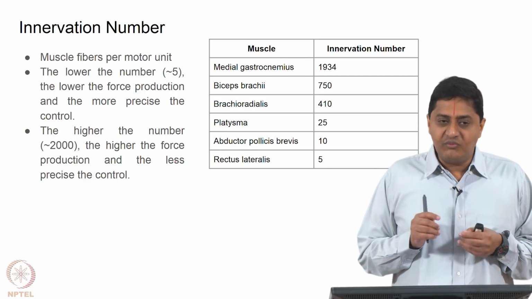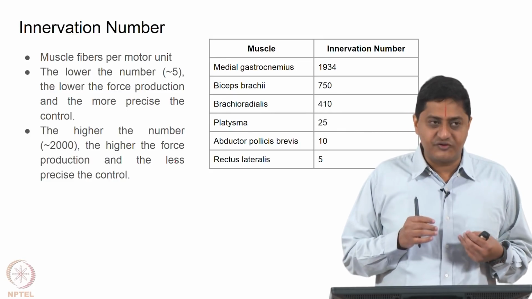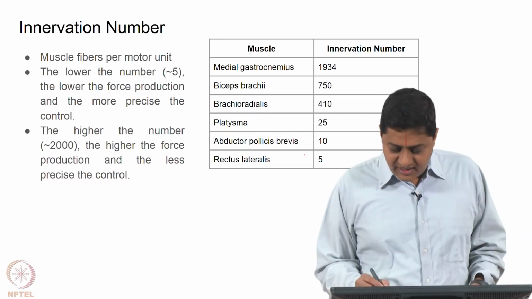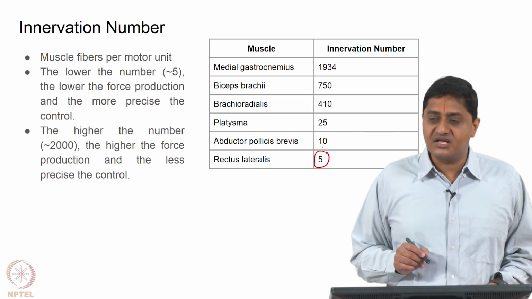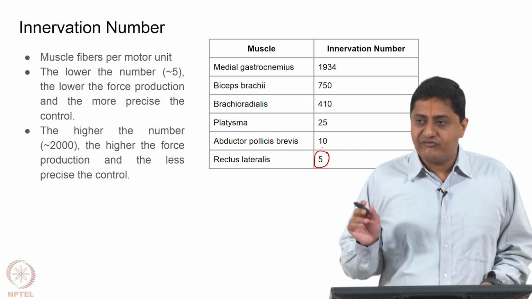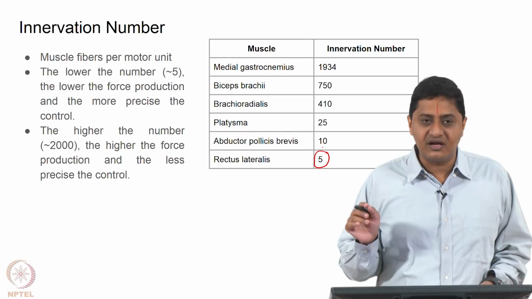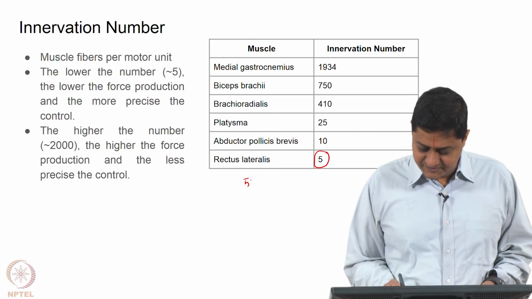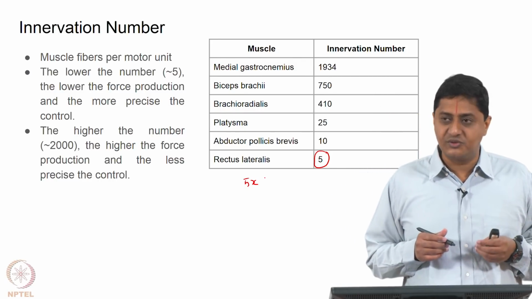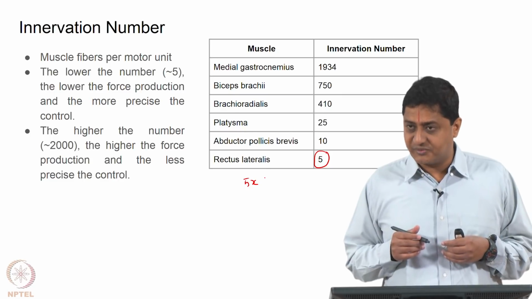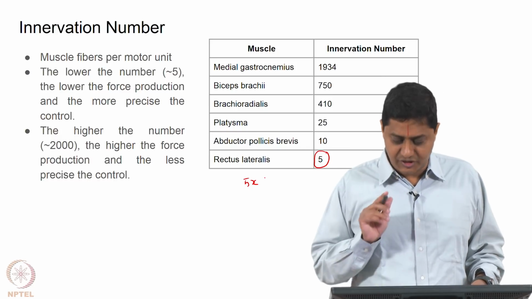Then if I have a motor neuron that innervates 5 muscle fibers, say x amount of force is produced by each muscle fiber, then I have a particular case where the innervation number is as small as 5. That means 5 muscle fibers are innervated by a single motor neuron, and when that motor neuron is firing, how much force is going to be produced? 5x, is it not? Because I said x newton or x millinewton of force is produced by a muscle fiber. Of course, I am assuming all muscle fibers produce equal force. For the purpose of discussion, this is not true.